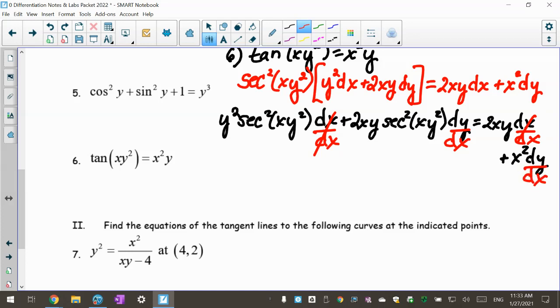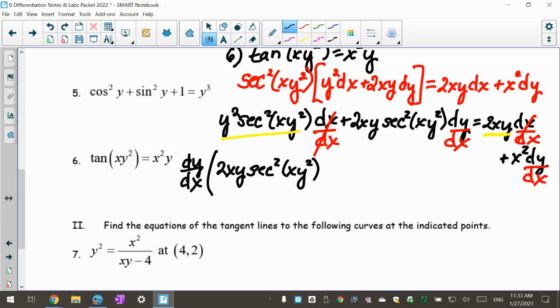All right. So now I see that this term right here doesn't have a dy dx, nor does this one. So I think what I'm going to do is move this over that side and move the dy dx's on the left. So I have dy dx. All right. I'm going to factor it right out of this first one. So I have 2xy secant squared xy squared. And then because I move this over here, I have a minus x squared. Okay. Equals what's left over on this side on the right is just 2xy.